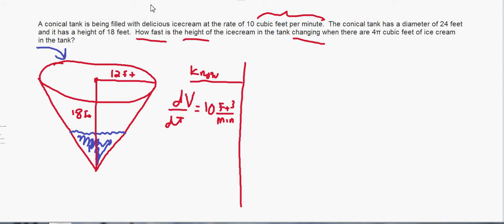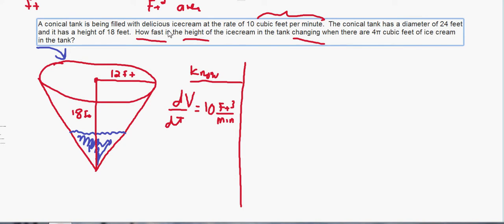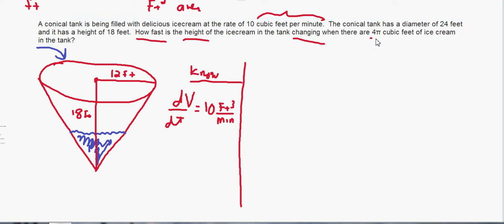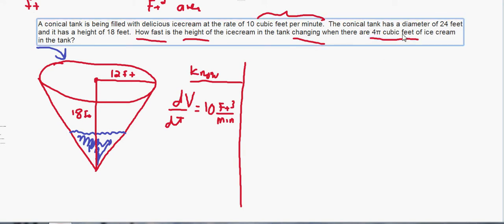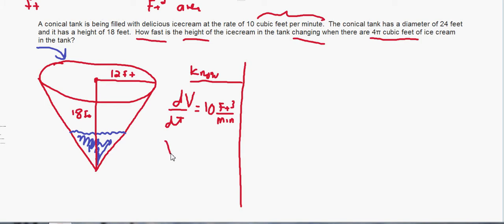If it's in square feet per minute or per whatever, that's usually area or surface area. And if it's just in feet, that's usually a length, like a distance or a radius or a height or something. Okay? So we got the conical tank, and we know that there are 4 pi cubic feet of ice cream in the tank. Well, that's information they're giving us. And again, it's cubic feet. That's a volume. So the volume in the tank is 4 pi feet cubed, and their volume is changing at 10 cubic feet per minute.